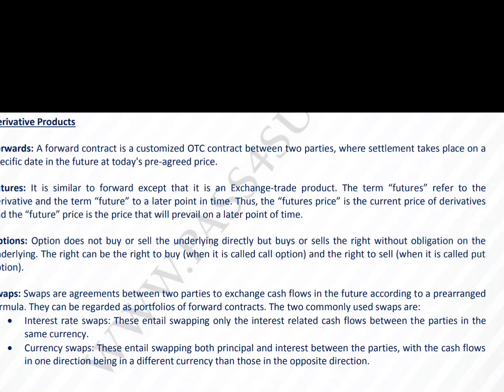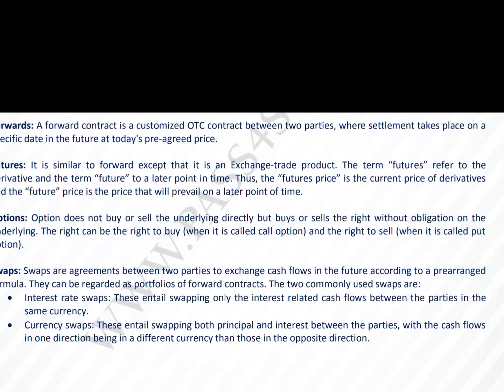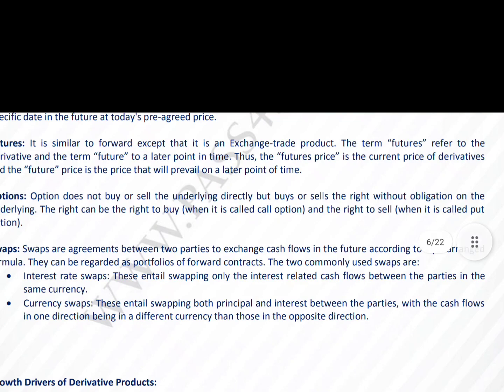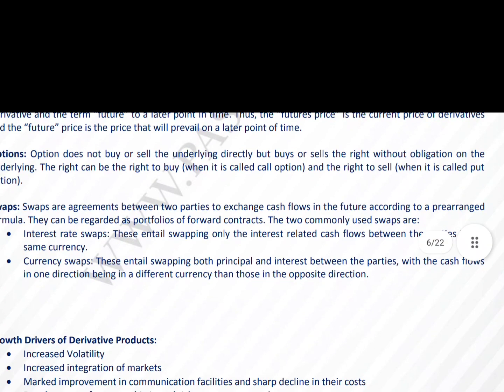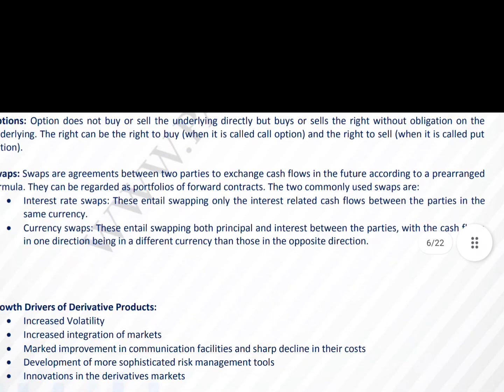Futures are similar to forwards, except that they are ETP, exchange traded products. You have to learn this term, exchange traded product, in which the future price is the current price of the derivative, the price that will prevail at a later point of time. An option means you are not directly buying a particular stock, but you buy or sell the right without the obligation. Do you know Nifty and Bank Nifty options?